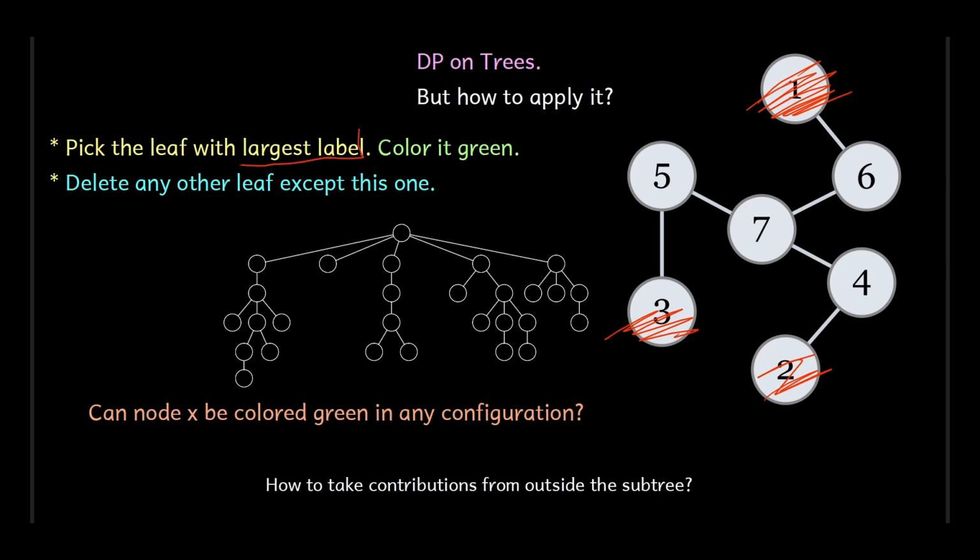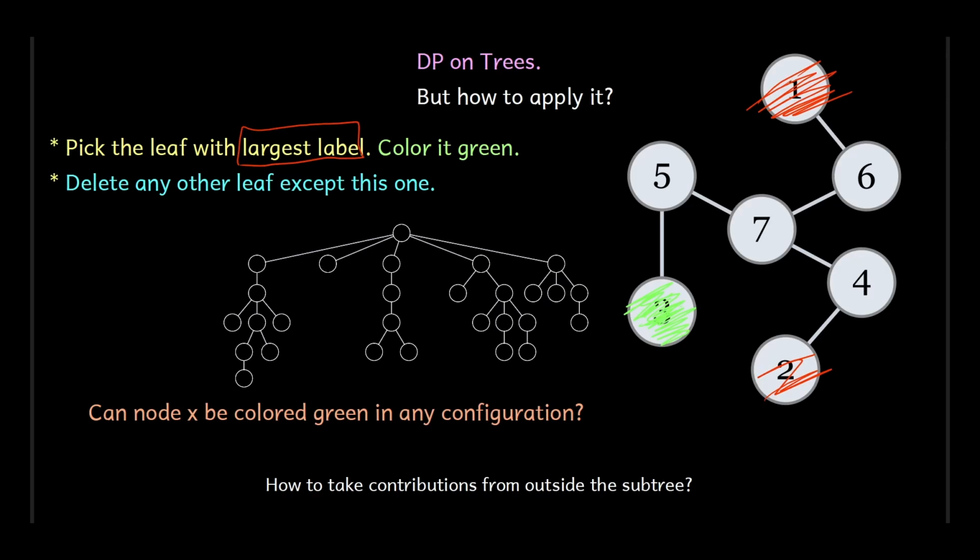And of course, the labels are from 1 to n, so there are no duplicate labels. So you pick the leaf with the largest label and you color it green. Then with this leaf colored green, you are now allowed to delete any one of the other leaves which are colored red. So you can delete this or you can delete this.